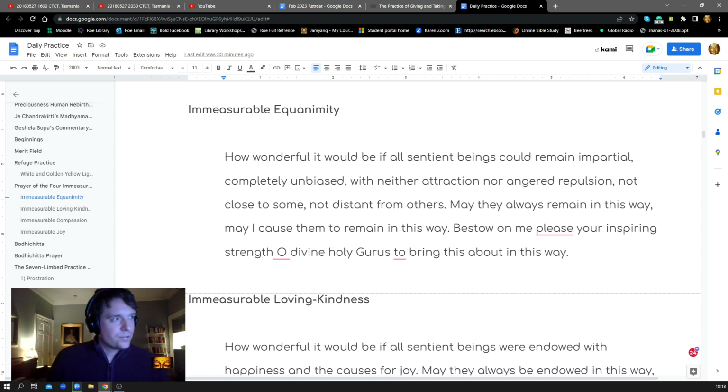So without those two, not close to some, not distant from others, may they always remain in this way. May I cause them to remain in this way. Bestow on me, please, your inspiring strength, O divine holy gurus, to bring this about in this way.